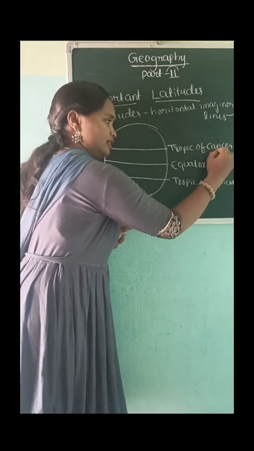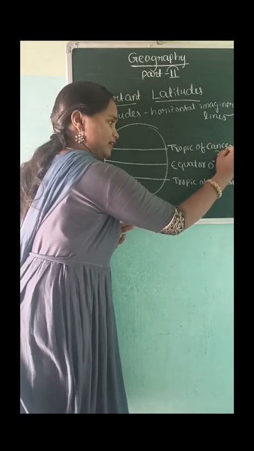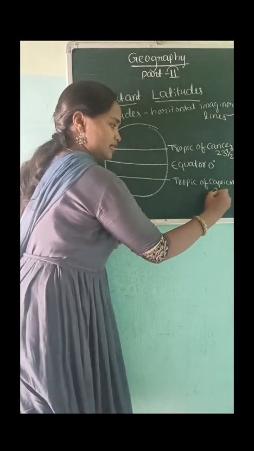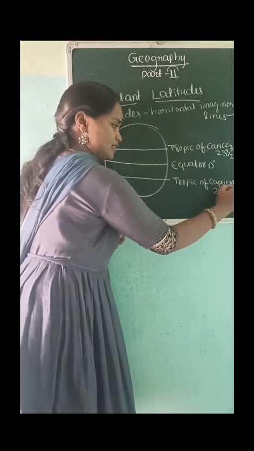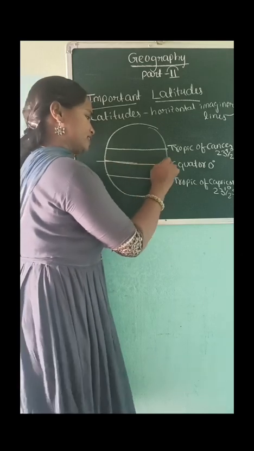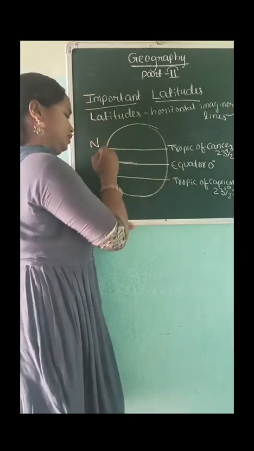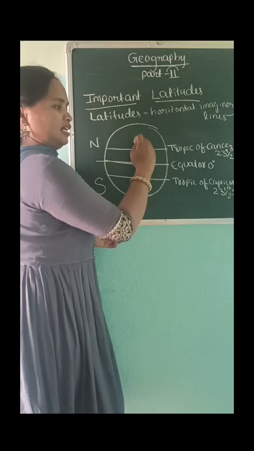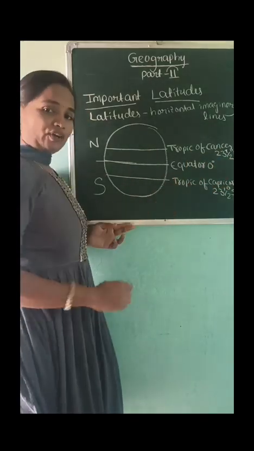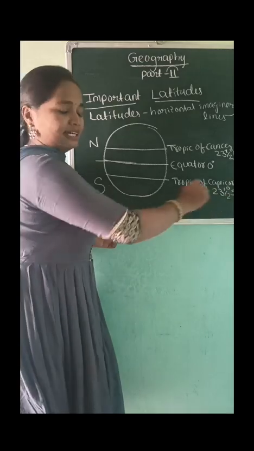The equator is 0 degree. This is 23.5 degree north. This is 23.5 degree south. Because when we divide, the equator is dividing it into two equal halves. This is north, this is south. This is in the northern part, so it is Tropic of Cancer degree. This is in the southern part, Tropic of Capricorn. That's why it is degree.